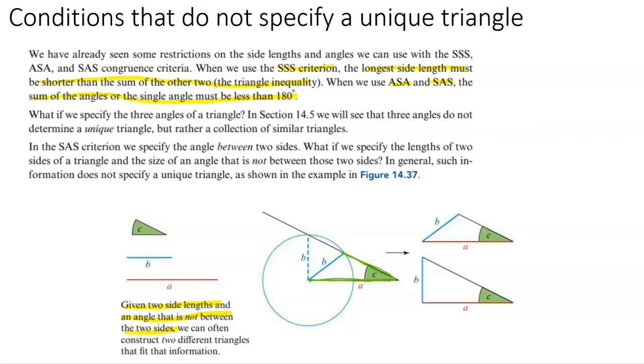What if we specify the three angles? We're going to see in the next section that that does not give us a unique triangle, but similar triangles. In side angle side, we specify the angle between the two sides, right? The angle is the included. But what if we specify the lengths of two sides of a triangle and the sides of an angle that is not between? So here they're giving us the sides, little side B, A, and C. So if we look here, they're saying, okay, B has to be this long.